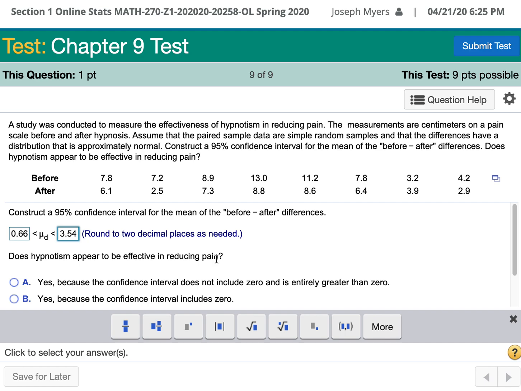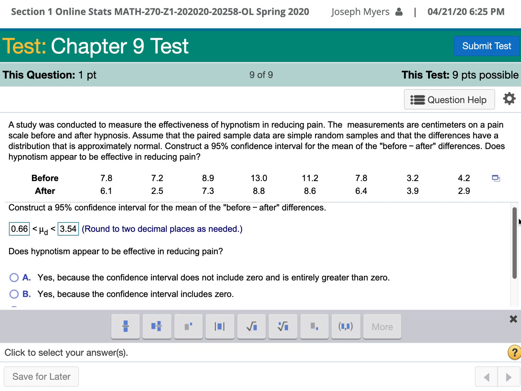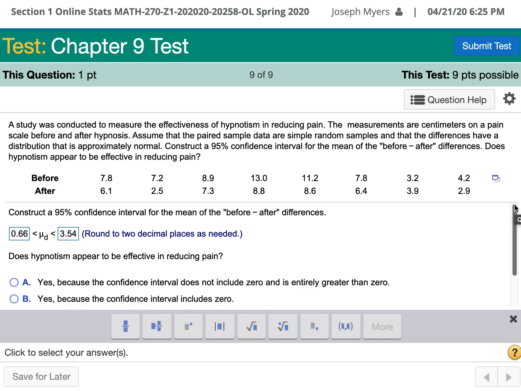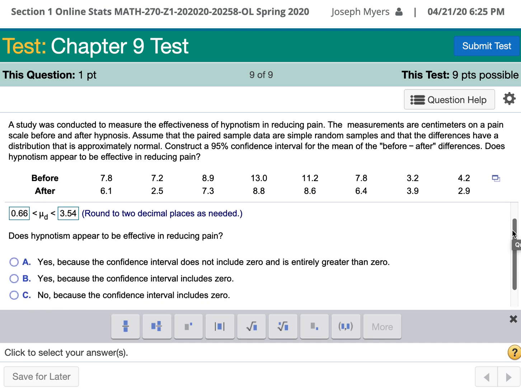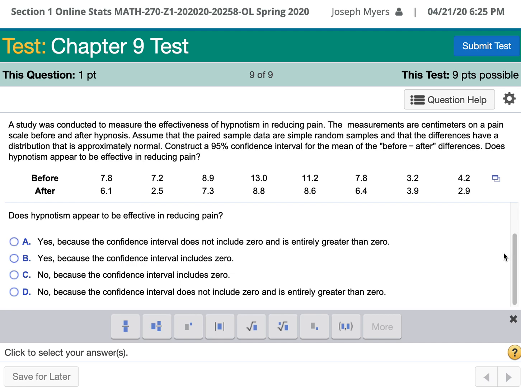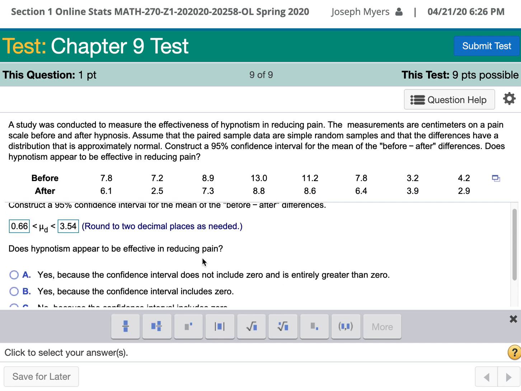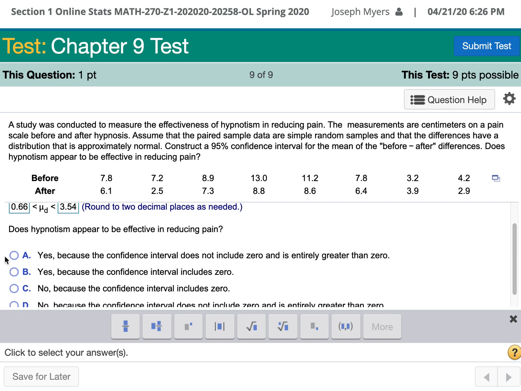Does hypnotism appear to be effective in reducing pain? Well, before minus after turned out to be positive, and so the pain before you had hypnosis tends to be more than the pain after hypnosis. So yes, the pain before was more than it was after, so the hypnotism appeared to be effective in reducing pain. So yes, it does appear to be effective in reducing pain because the interval does not include 0, and it is all entirely greater than 0.